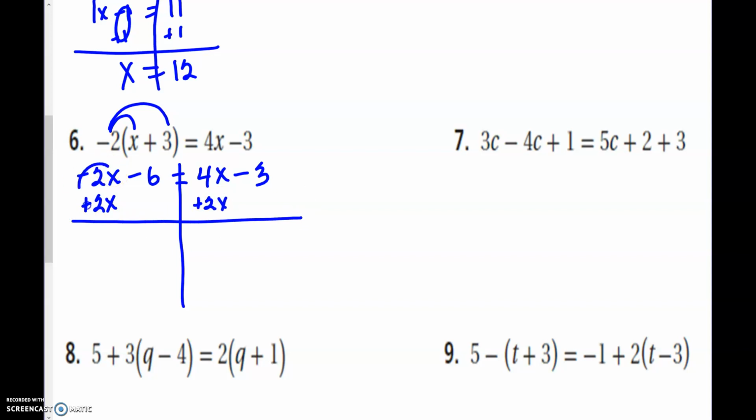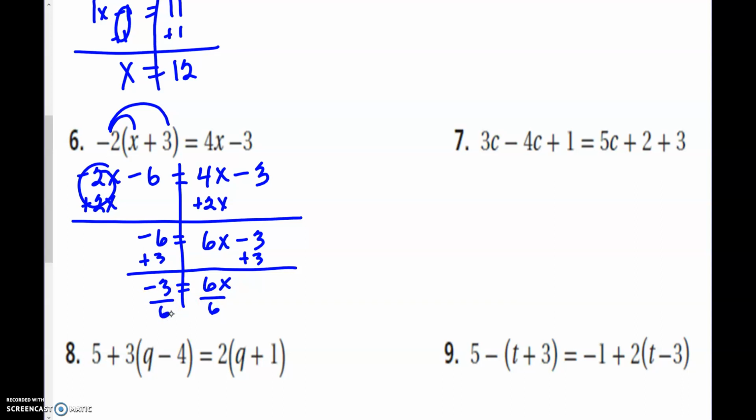So on the left, these are going to cancel. So we have negative 6 equals 4x plus 2x is 6x, and we still have this minus 3. All right, I have to move that minus 3 to the other side. So I am going to add 3, minus 3, add 3. So I'm doing the opposite operation. And because this says negative 6 plus 3, we have a negative 3 equals 6x. All right, we have to move that number away from the letter. So I'm going to divide both sides by 6.